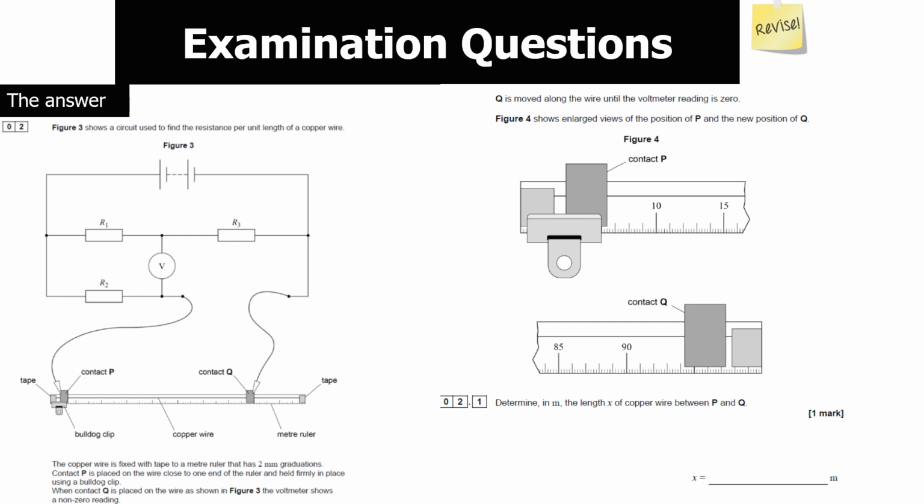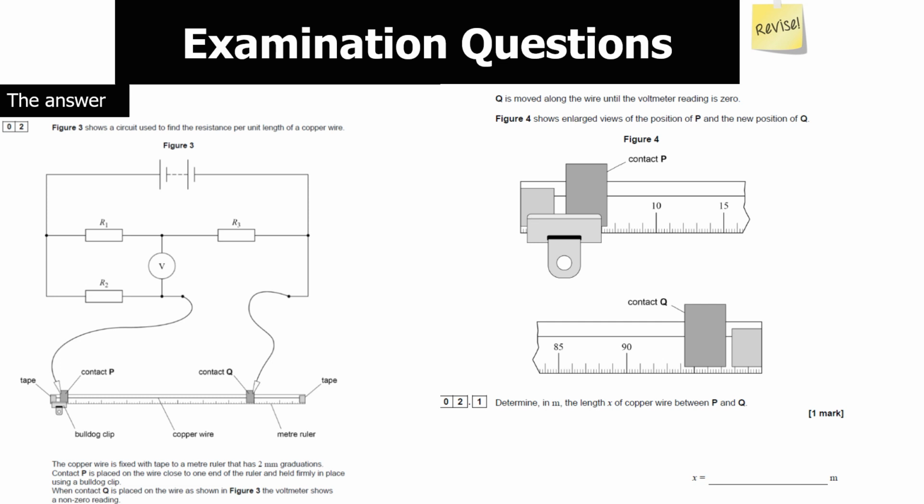Right, so how do you answer this particular question? What you've got to do is determine the length X of copper wire between P and Q. So straight away you can measure the position of contact P. Now again, you're going to measure the far right hand side of P, because we're going to take it from the end point of P to the starting point of Q. So you can read it through in your 2mm graduations to work that out.